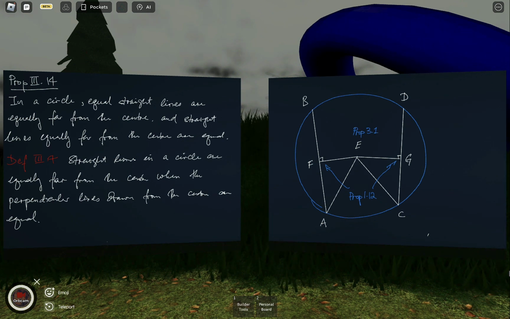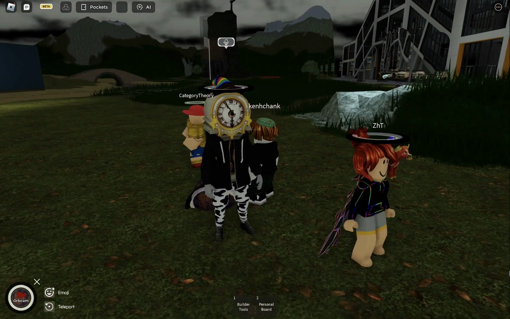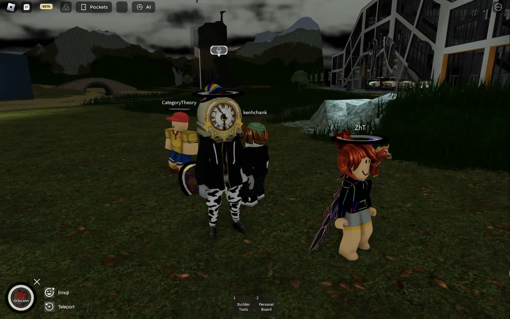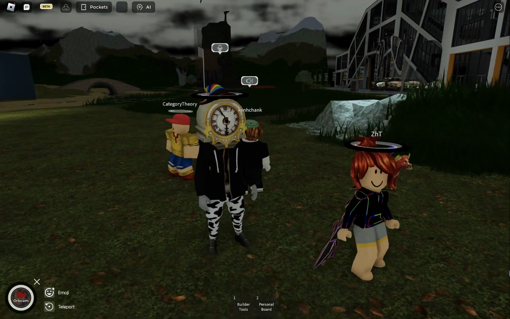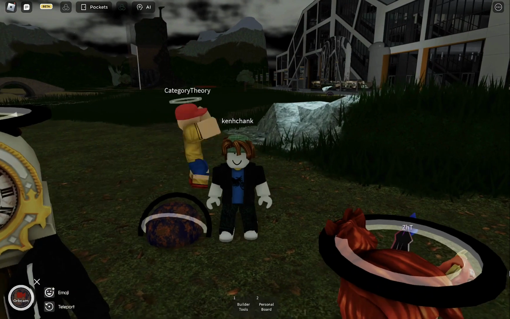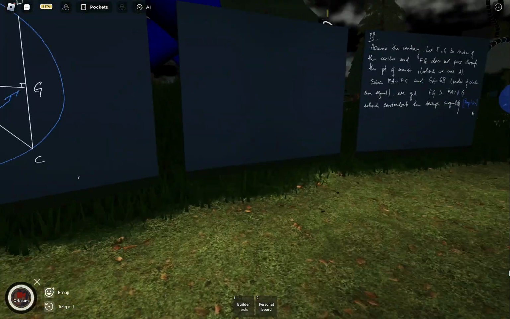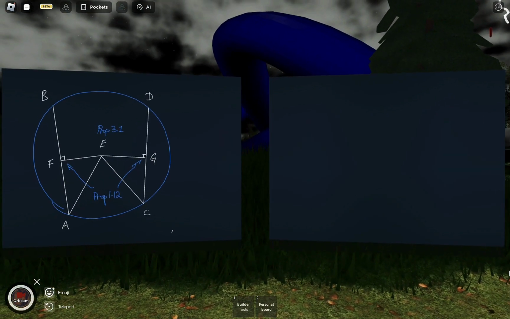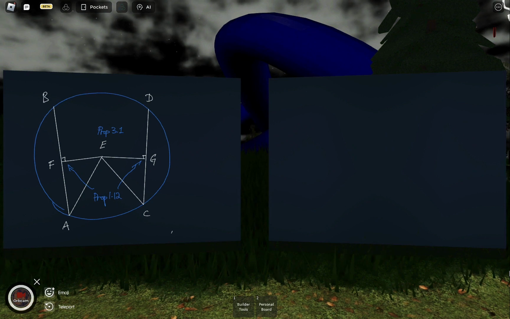I guess I drew a rather large circle, so let's move over a bit. Did I? Wait, why is it all falling? You walked a bit far from the boards. Oh, okay. Things are not at the board anymore. There we go. Cool.